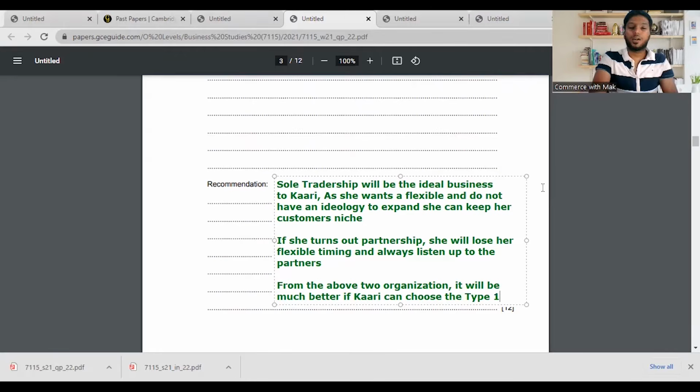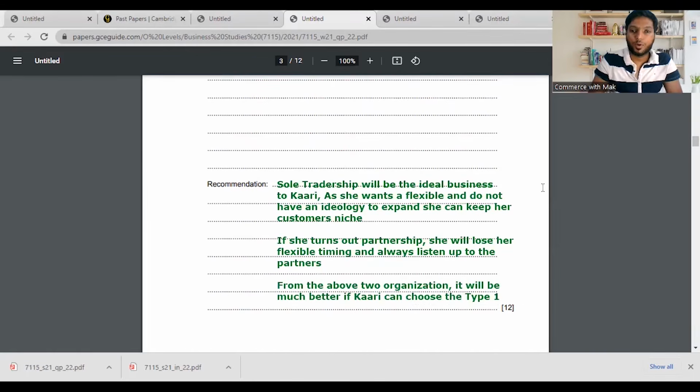So from this answer, I just gave almost 4 to 5 points, but still I always remind you, we already scored 12 marks on your A and B options, but it's better always to say a recommendation. A recommendation is always important when you're writing. So this is a bonus point actually. If you lose something, you can get it from this area. Sole tradership will be the ideal business to Kari, and she wants a flexible timing. Here I have missed it. She wants a flexible timing and does not have an ideology to expand.